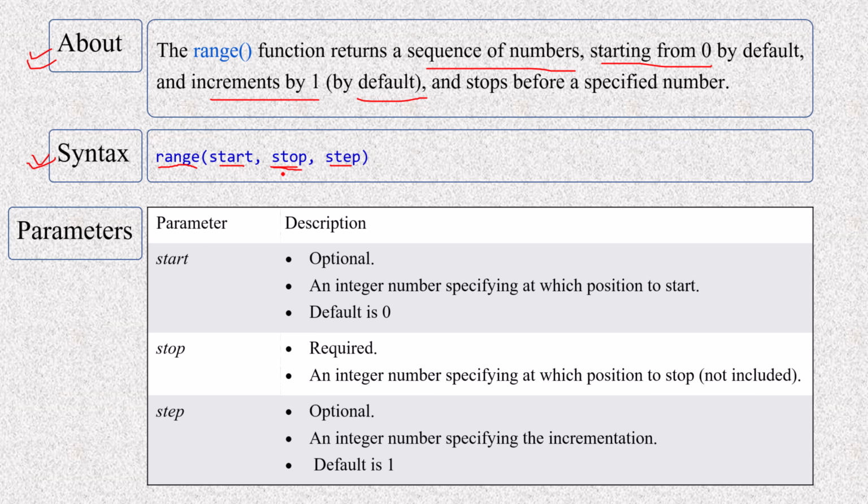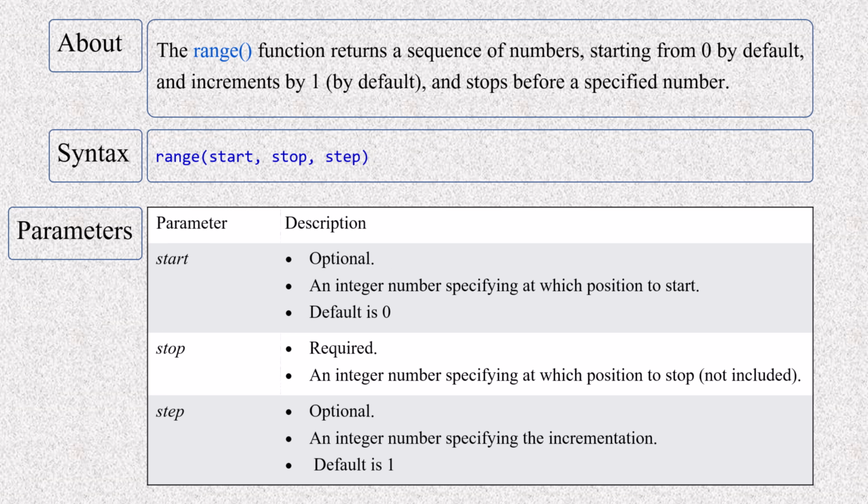Stop is an integer number specifying at which position to stop, and that position or that number will not be included. And step is also optional, and step is an integer number specifying the increment, and the default value is 1. Now we'll go to the practical portion, and this parameter table is for your reference. You can take a note or take a screenshot for reference.